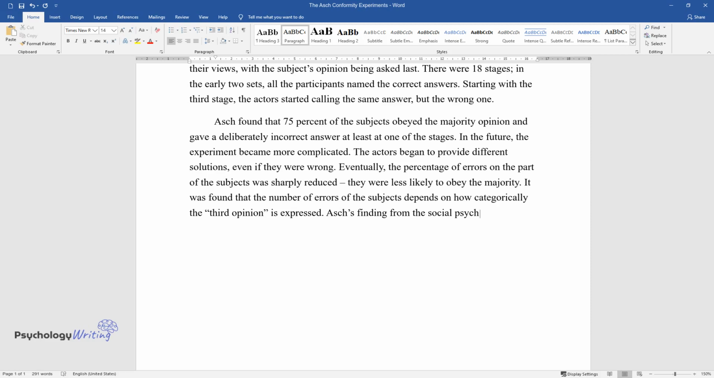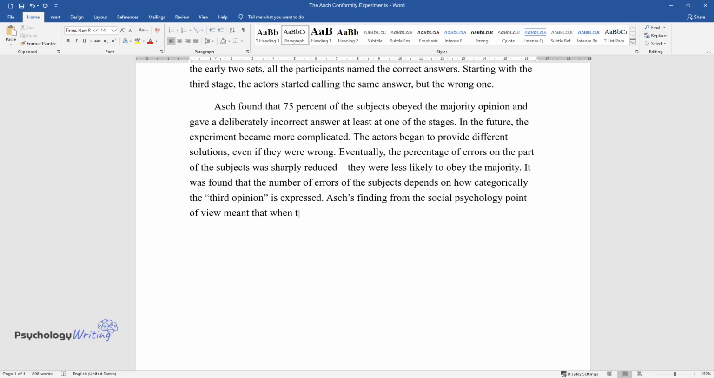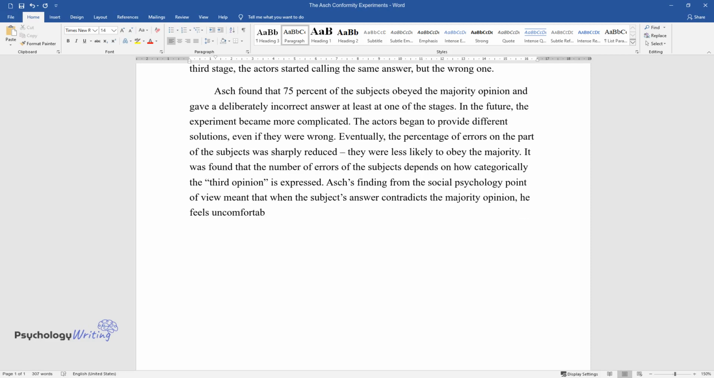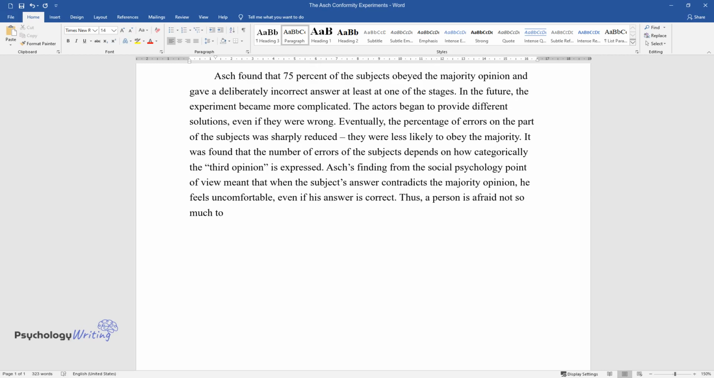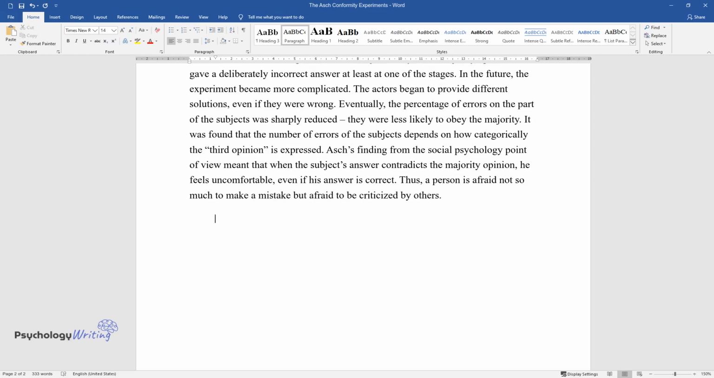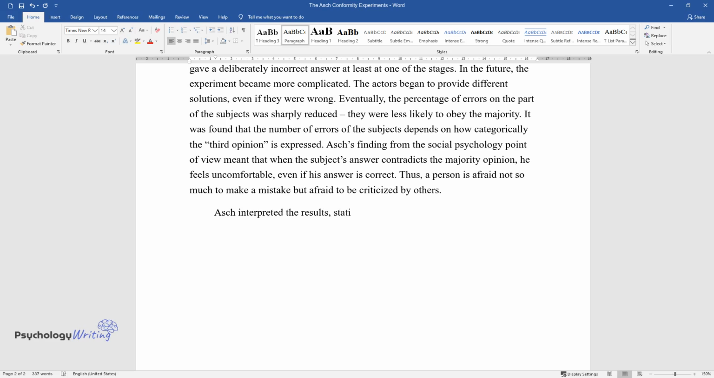Asch's finding from the social psychology point of view meant that when the subject's answer contradicts the majority opinion, he feels uncomfortable, even if his answer is correct. Thus, a person is afraid not so much to make a mistake but afraid to be criticized by others. Asch interpreted the results, stating that 2 primary reasons could explain conformity.